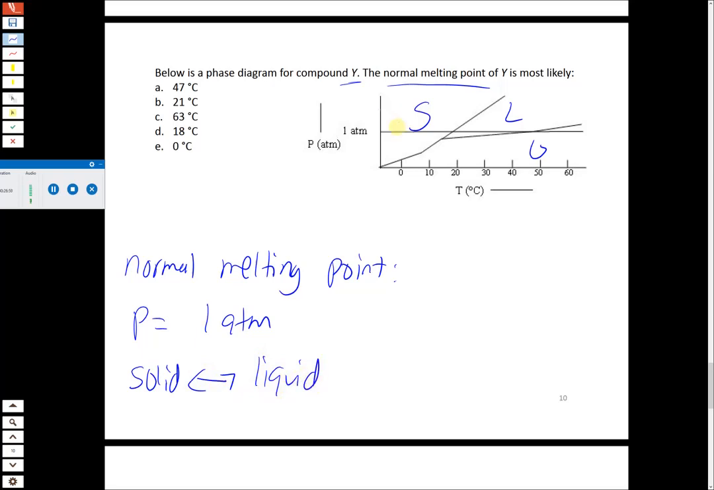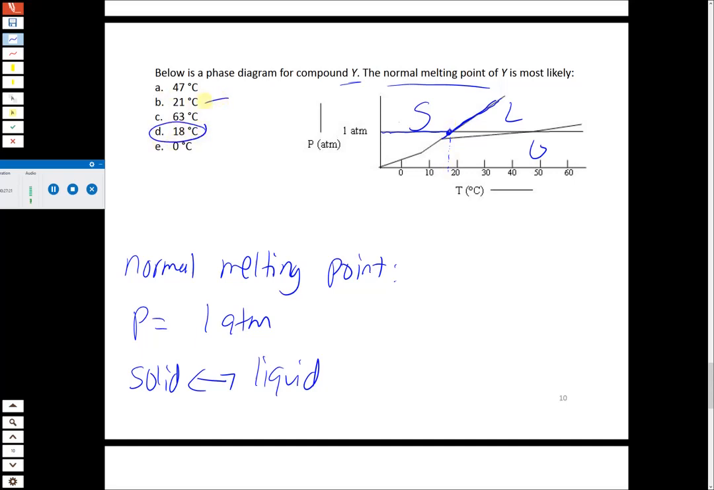So if we go to 1 atmosphere, we want to find the solid liquid line here, the line that divides the two, and we want to find what temperature this intersects with 1 atmosphere. So if we go over 1 atmosphere, we get to this point here, and then when we extrapolate down to temperature, it looks like it's clearly below 20 degrees Celsius. So the answer that makes the most sense here would be 18 Celsius.